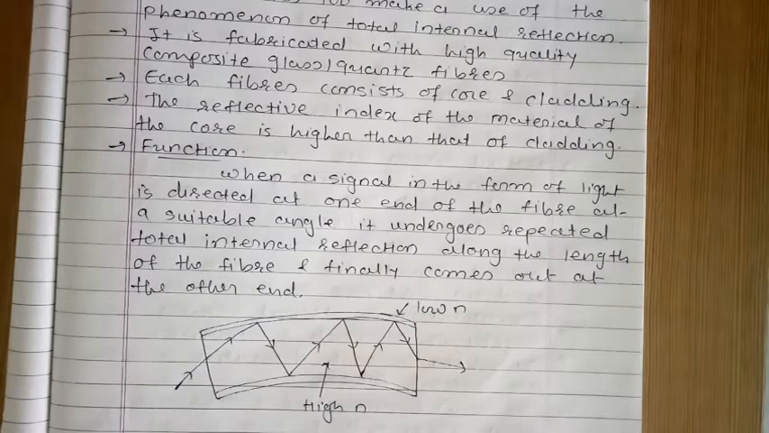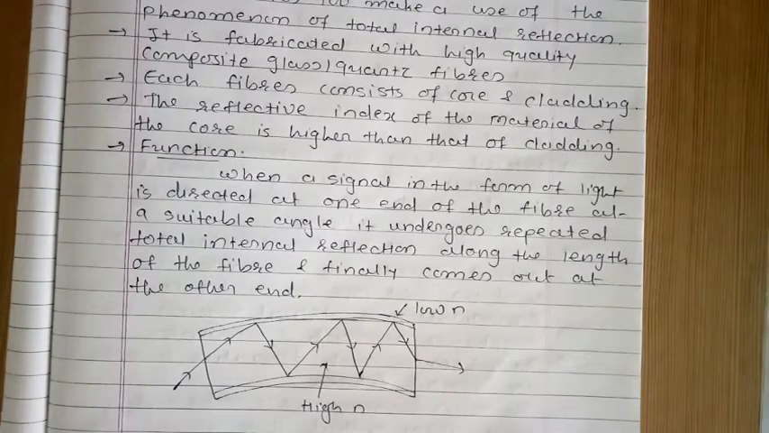Another use of optical fiber is that it can be used as a light pipe to facilitate the examination of our internal organs like stomach and intestines. So we can also use optical fiber as a light pipe to examine our internal organs, right?